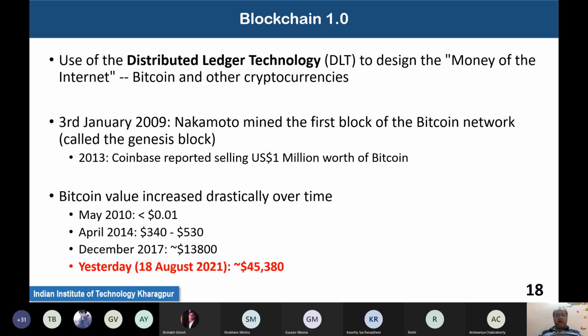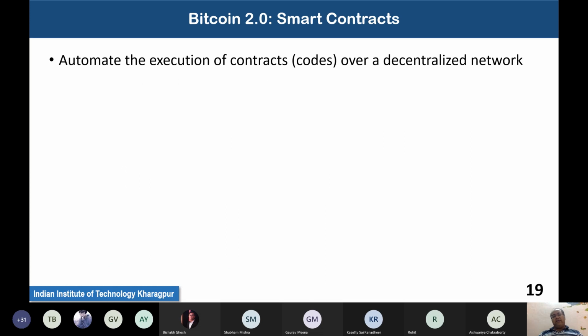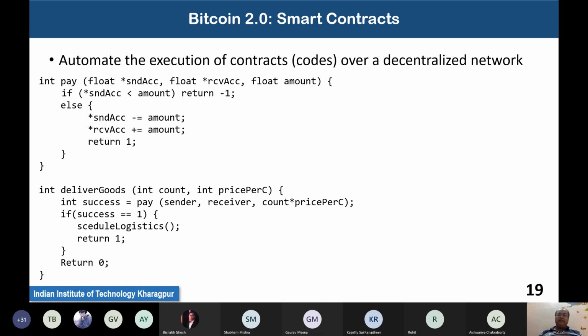One of those prominent use cases where the developers thought of using this concept of distributed ledger technology, or the concept of blockchain, whatever you call it, was in the domain of automated execution of programs, or automated execution of code. They call it the smart contract. The idea is that any contract that is written programmatically can be represented in the form of a state transition diagram, or a state machine.